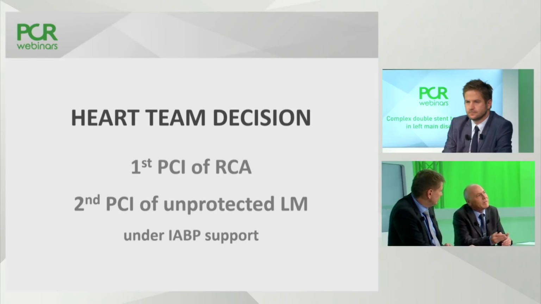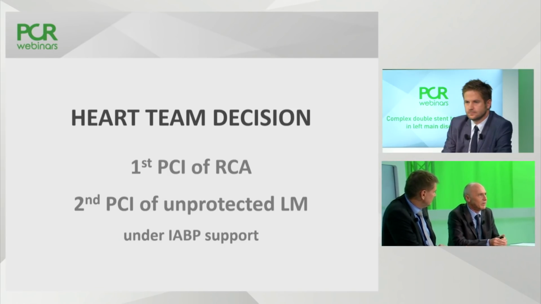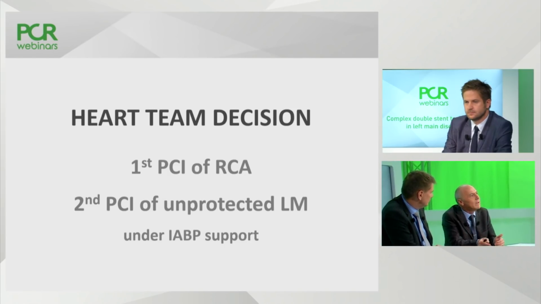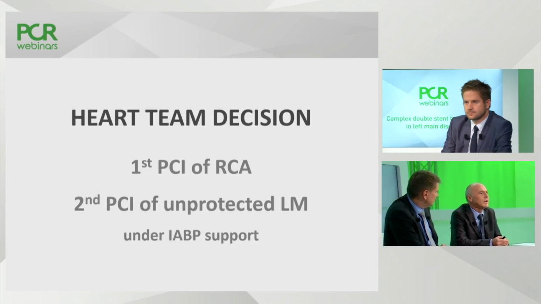Basically, our decision was that we first go for the PCI of the RCA, which looked straightforward. It's a dominant RCA. We thought it would be helpful when we attack the left main that the RCA is nicely fixed. And then, of course, the second stage within the index intervention will be to go for the left main and try to solve the left main.